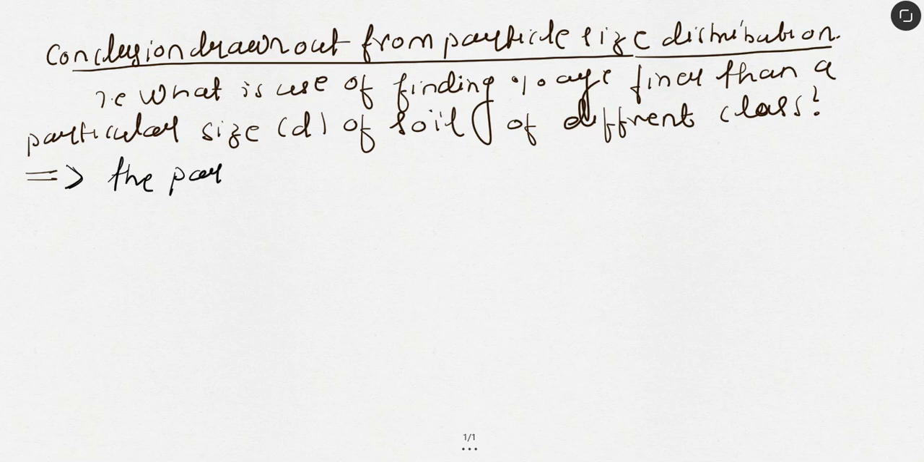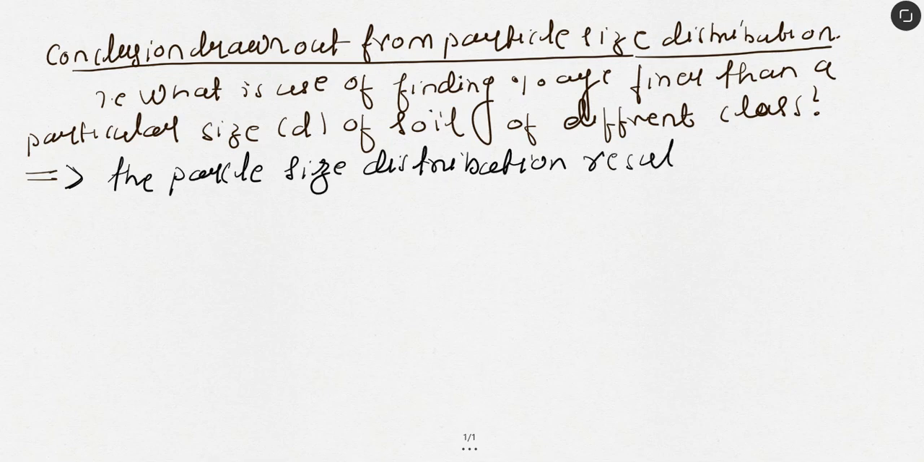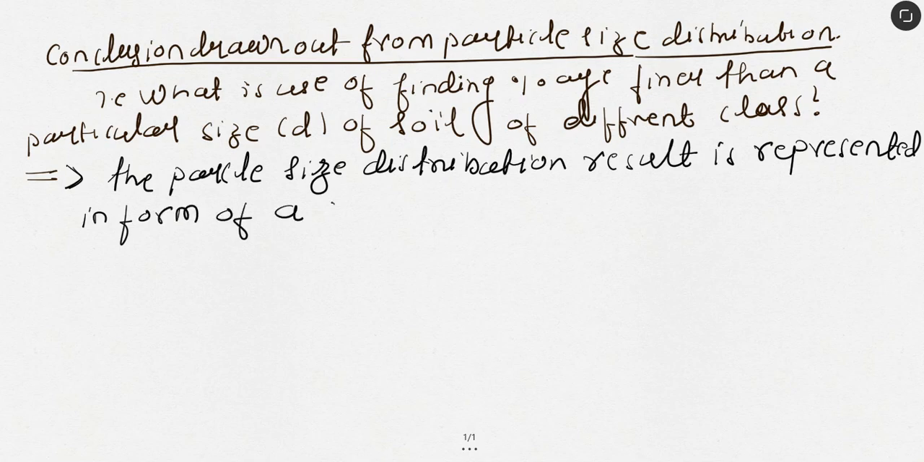So the particle size distribution results is represented in form of a curve, and this curve is called as particle size distribution curve.